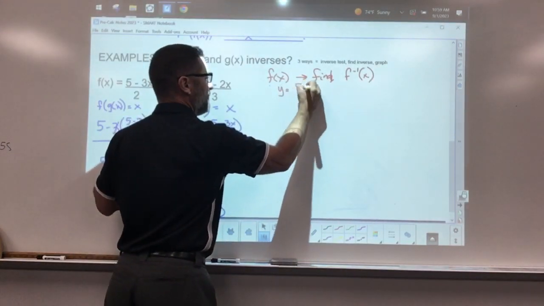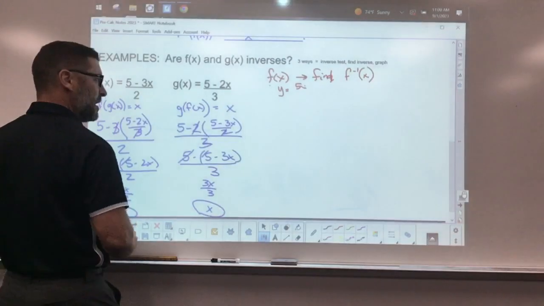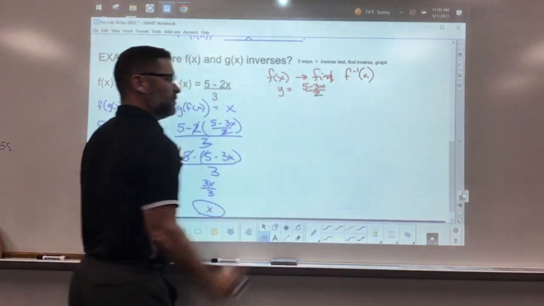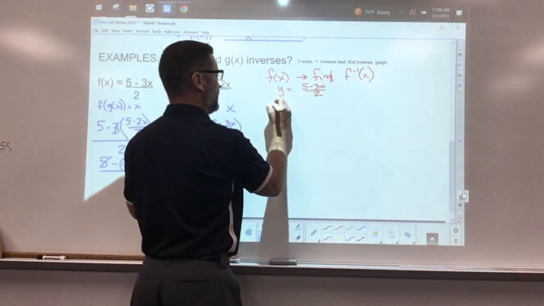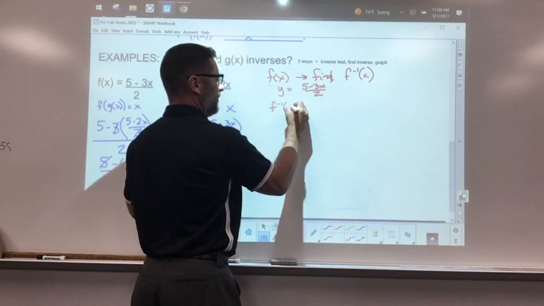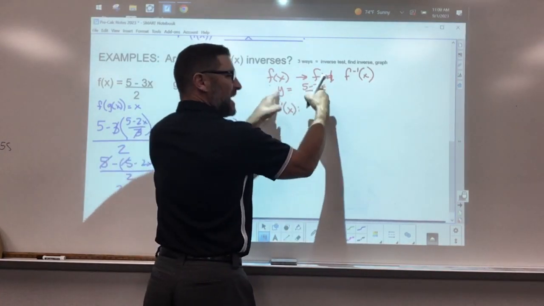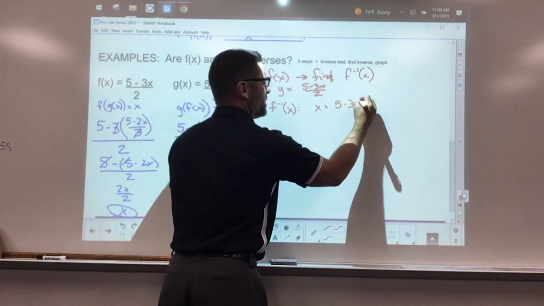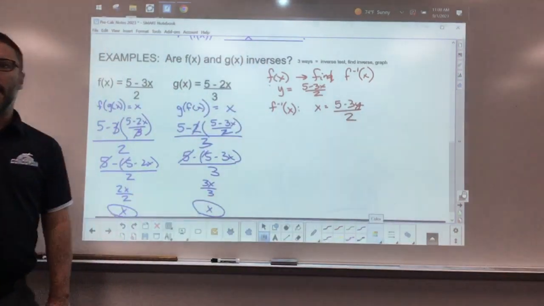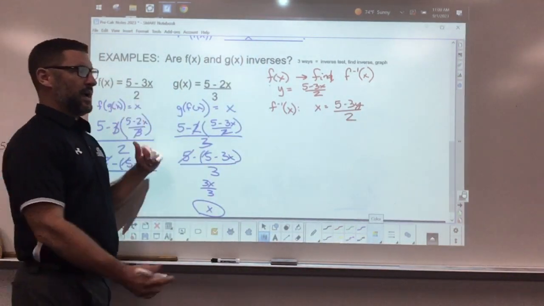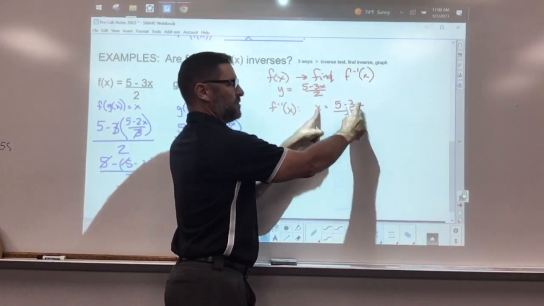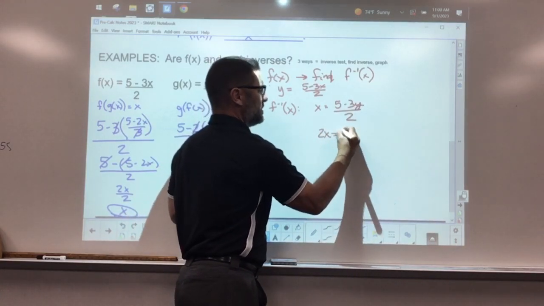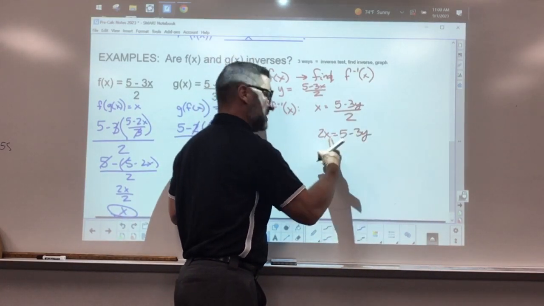Y equals 5 minus 3x over 2. And the rule is if I switch the x and the y, I'll be able to find the inverse. F to the negative 1 of x should be, these x's and the y's, they literally switch spots. X equals 5 minus 3y over 2. And then I solve for the y value. So switch the x and the y, now I'm going to solve for the y. And I'll multiply both sides by 2. I get 2x equals 5 minus 3y. I'll minus the 5 over.